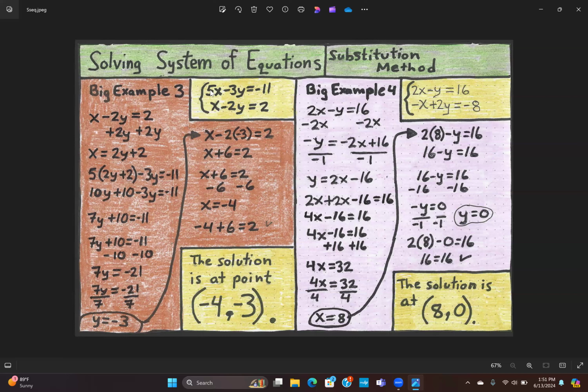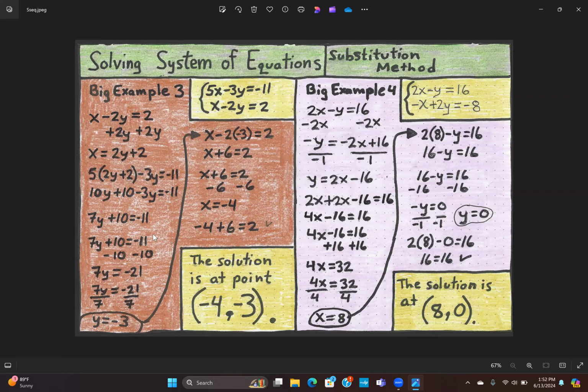That's good news because now, in 5x minus 3y is equal to negative 11, we're just going to replace that x with 2y plus 2. Now that we have the expression written right here, we're going to distribute this 5 across the parentheses. 5 times 2y gives us 10y, and 5 times 2 gives us 10. So now we have 10y plus 10 minus 3y equals negative 11. Let us combine the like terms: 10y minus 3y gives us 7y. So we have 7y plus 10 is equal to negative 11.